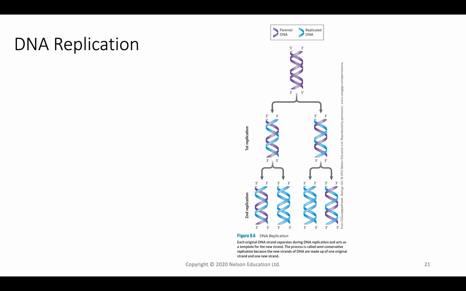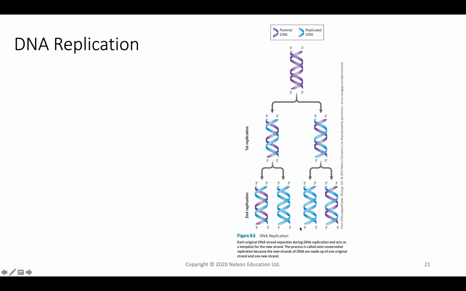Okay, so this is what we were talking about with DNA replication. So here's our parental DNA. We're going to separate it out. And each strand, this purple strand and that purple strand, are both going to serve as templates for the newly synthesized strand, which is shown here in blue. Right? And then when we undergo the next set of replication, we're going to separate back out again.